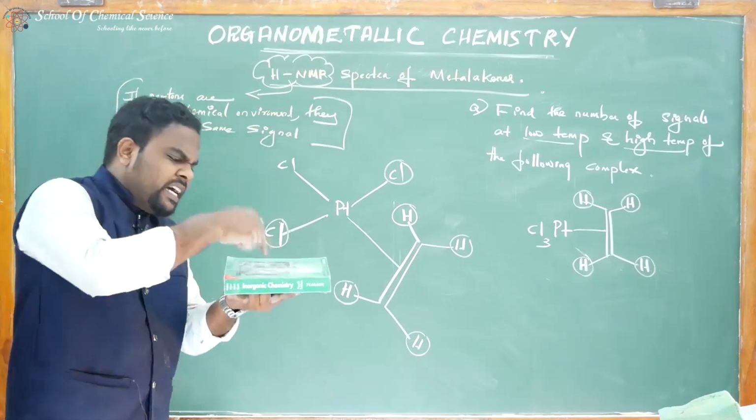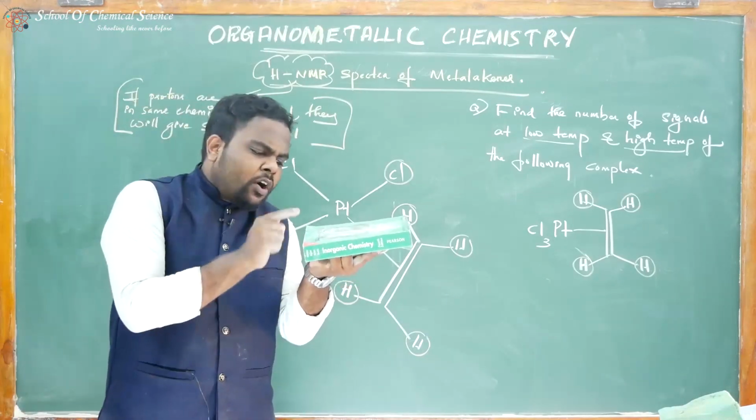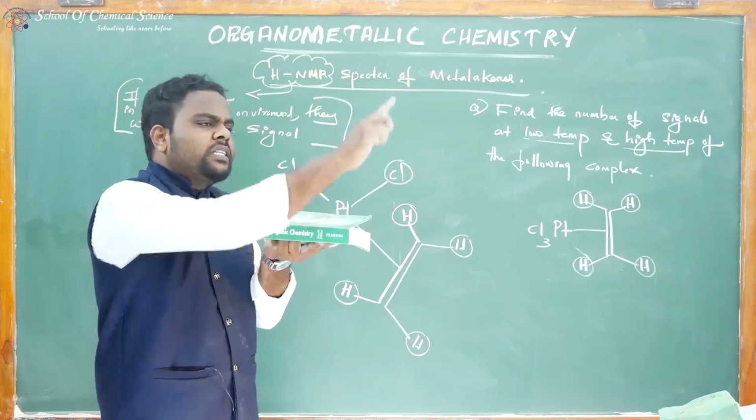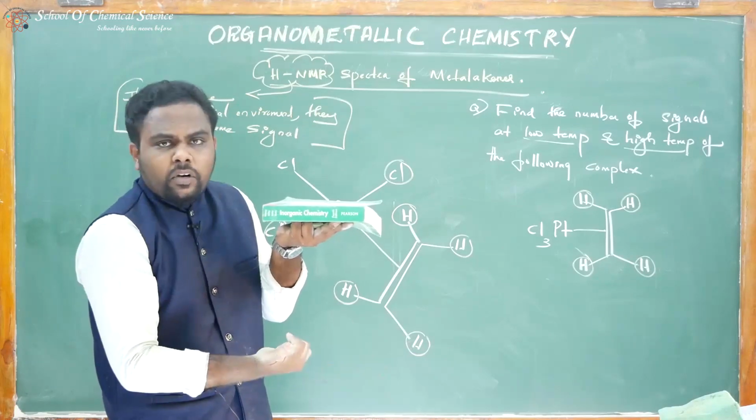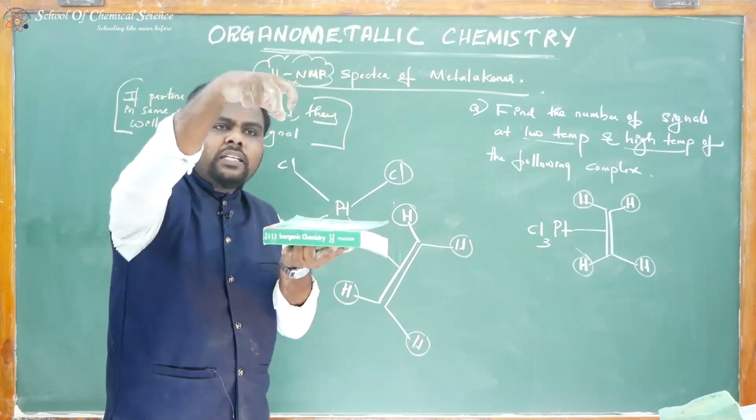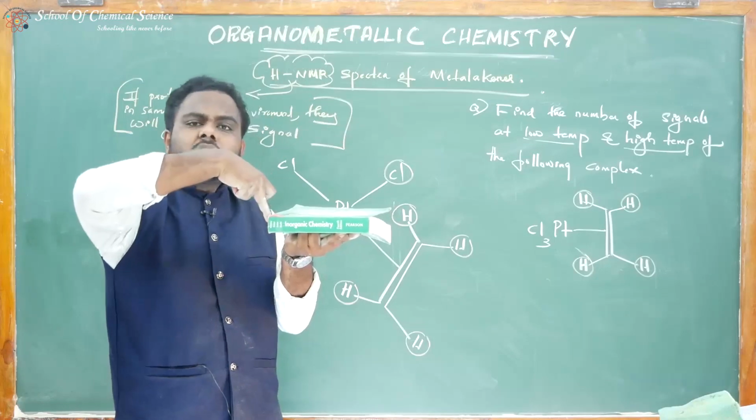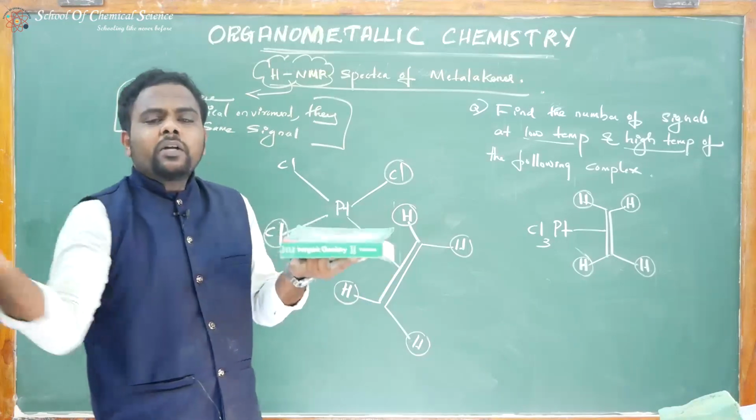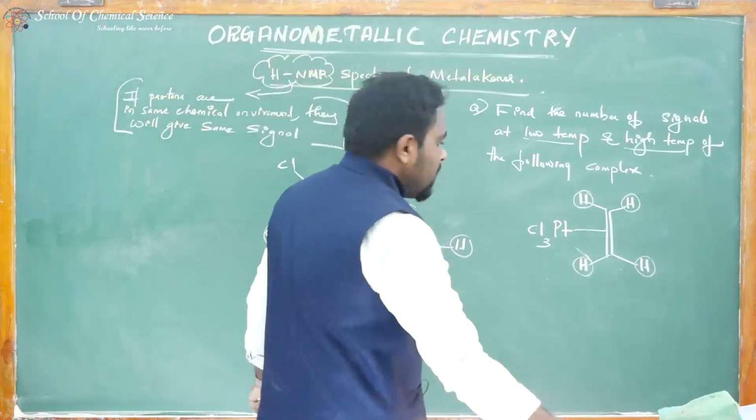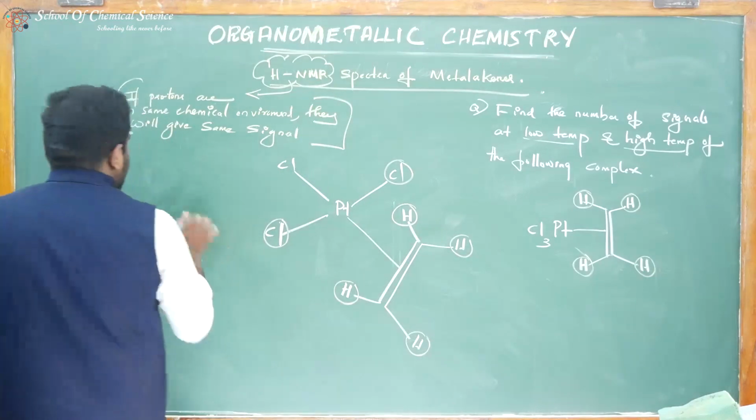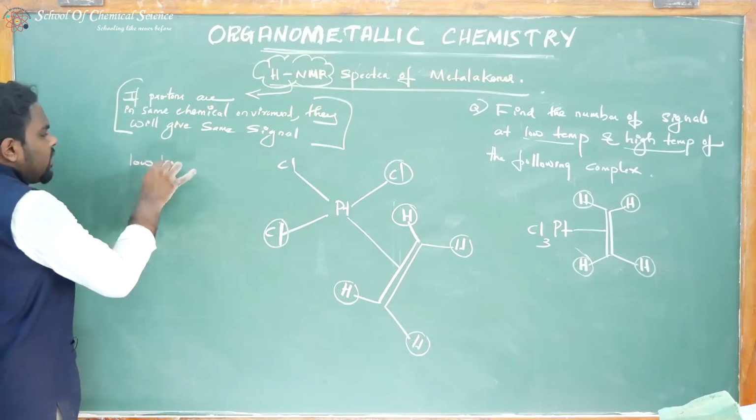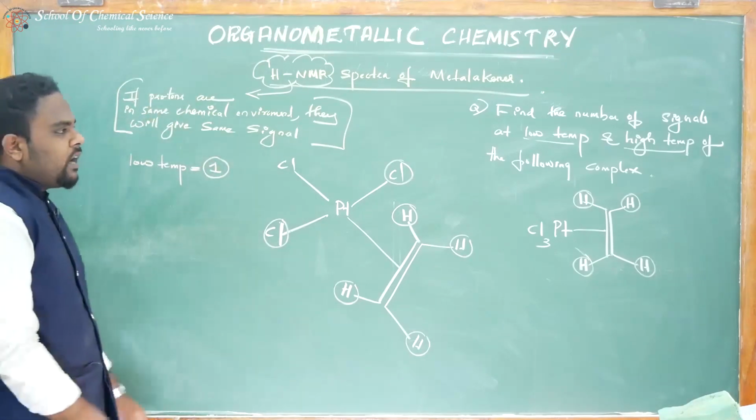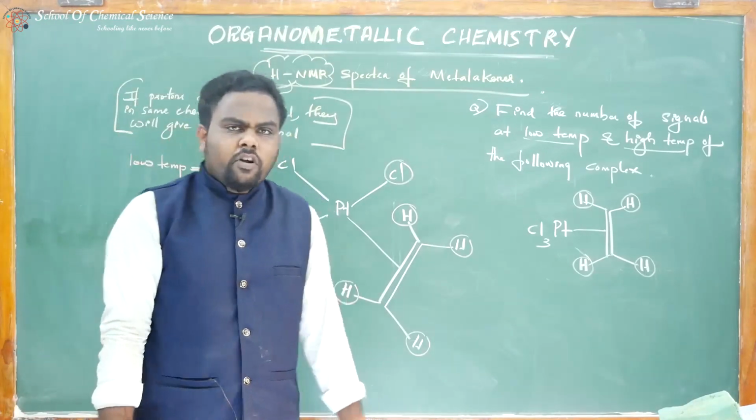Once again I am repeating, this is platinum. Here a chlorine. Alkene is perpendicular. At the perpendicular position 2 hydrogens are at the top, 2 hydrogens are at the bottom. What is the environment of these 2 hydrogens? Environment is here a chlorine, same environment. Environment of the bottom hydrogens, here a chlorine. So the environment of all the hydrogens is the same. So at low temperature, it will give only 1 signal because all hydrogens are in the same chemical environment.